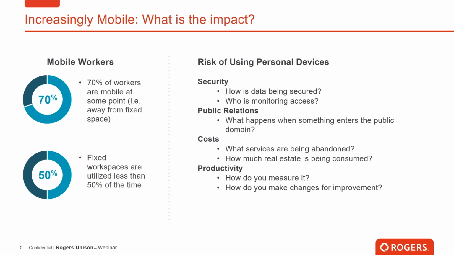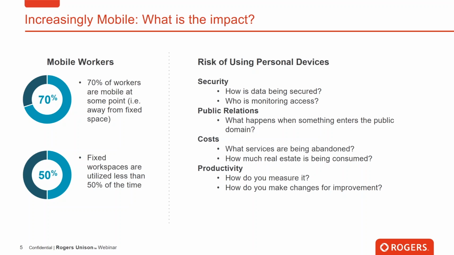What does this mean from a public relations perspective? So what would actually happen if any information entered the public domain because it's not being controlled within the standard IT mechanisms of an organization? From a cost perspective, there could be a lot of abandonment of services, especially if you have physical phones sitting on a desk and you've also paid for Ethernet drops or even desktop computers that aren't mobile. Is that technology being abandoned? And think about the real estate consumption that's being used for those employees that are no longer sitting there and working at their desk, the 50 percentile, especially when you need to add another floor or add another office.